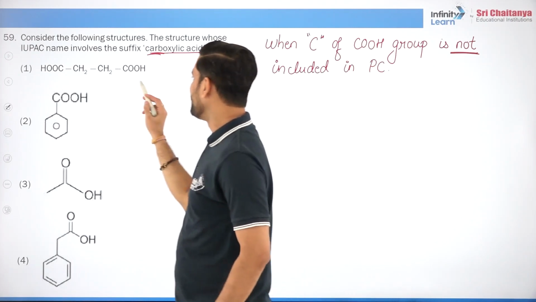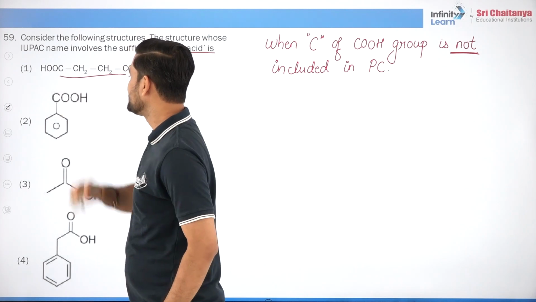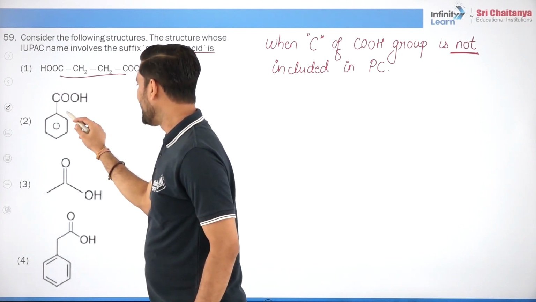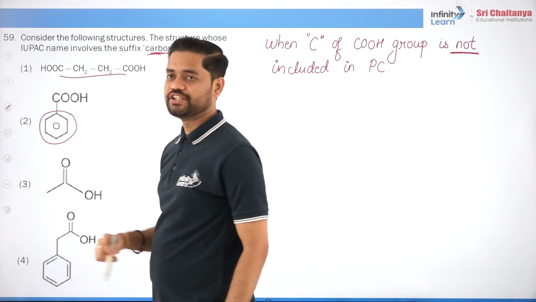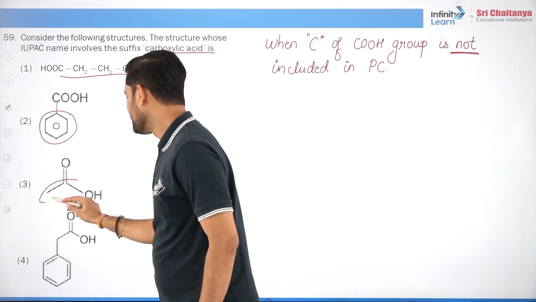So the carb word will come when the carbon of the functional group is not included in the parent chain. If I want to select a parent chain, this is the longest chain I can select, whereas over here I can select only benzene as a parent chain. Over here I can select this as the longest chain.